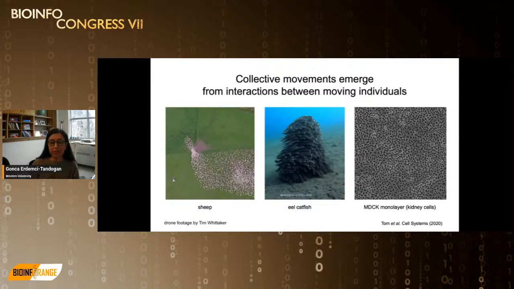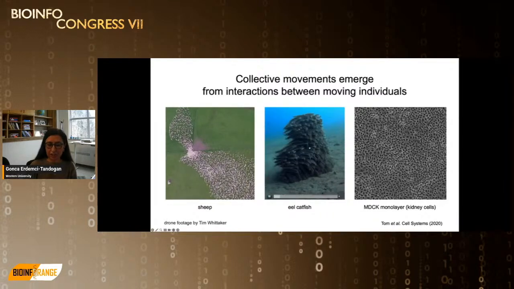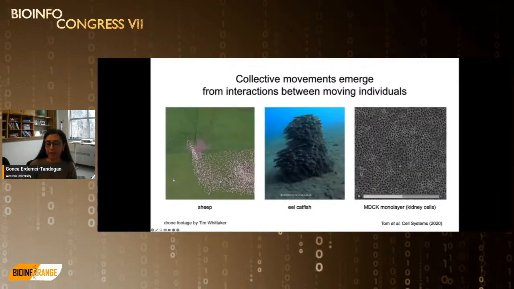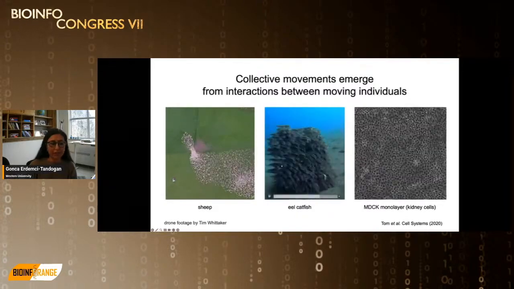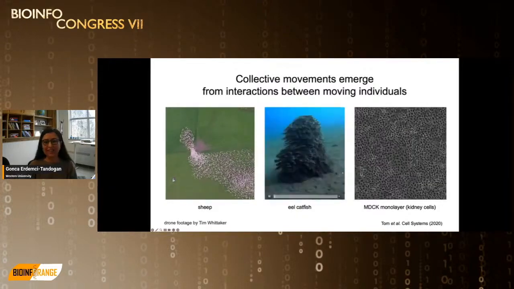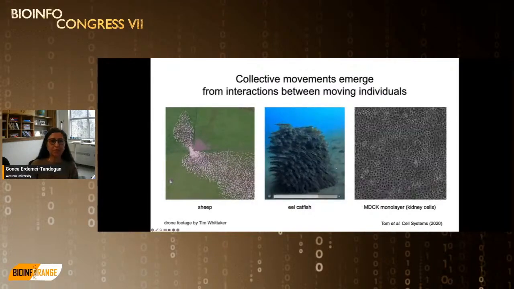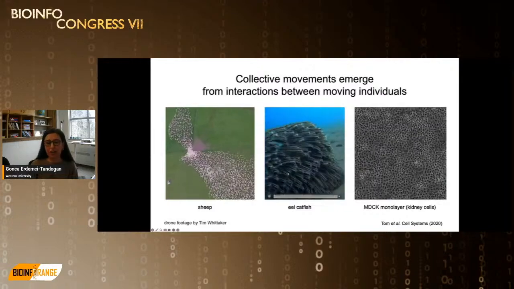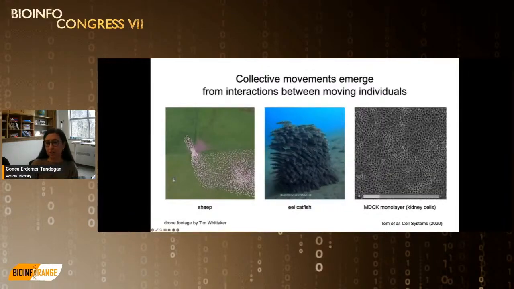I'd like to start with introducing the idea of collective cell movements, because that's the motivation behind a lot of the mathematical models that we developed. Much like sheep in a flock and fish in a swim school, cells move collectively in groups. These are, of course, different length scales. Sheep are much larger than cells. But overall, the collective movement emerges from simple interactions between moving individuals. And in this case, these individuals are individual cells.